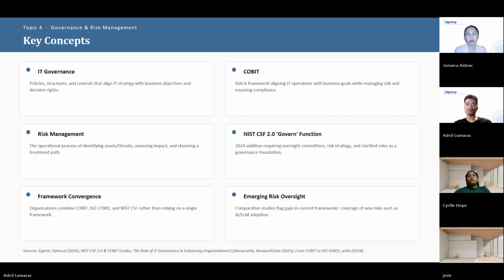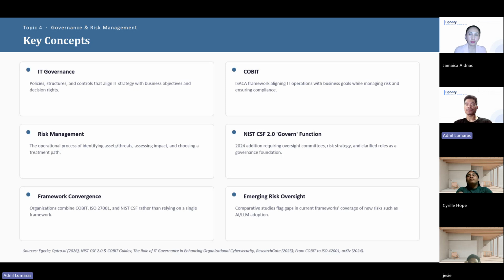Recent comparative research on frameworks such as COBIT, ISO 27001, ISO 42001, and NIST CSF 2.0 specifically examined how well these frameworks currently handle exactly this kind of decision around emerging technologies like large language models, and found that while each framework offers useful structure, all of them would benefit from stronger, more explicit guidance for managing the risks that new AI systems introduce. A reminder that governance frameworks themselves are living documents that must keep evolving with the technology they're meant to govern.